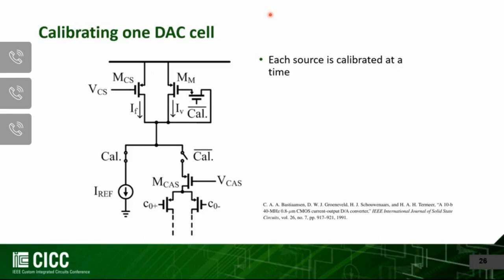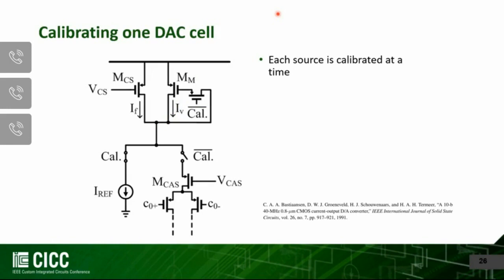So how do we do that? We add three more switches to the stack. When we want to calibrate the total current to be equal to a reference IREF, we close the switch on the left, diode connect this one by turning on the switch, and the total current is forced to be IREF. So IF plus IM will be forced to be IREF. In other words, IM will adjust in order to make up for the difference, no matter what it was due to the current errors.